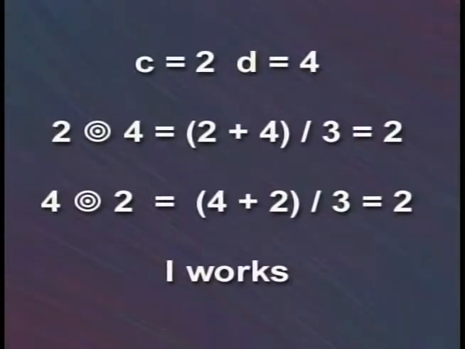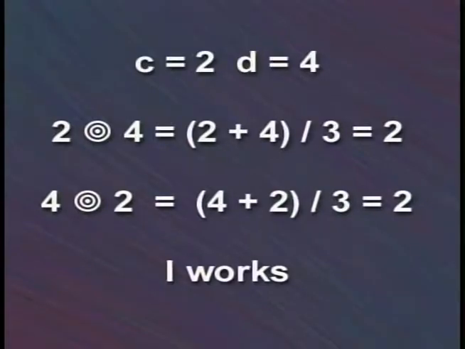To make our work easier, substitute numbers that make this expression an integer value if possible. Now, with these values, let's try each of the options. Roman numeral 1 states that C circle dot D equals D circle dot C. Does it? Well, we already know that C circle dot D equals 2 using the numbers that we picked. If we reverse C and D, we get the same value of 2. Thus, it seems that Roman numeral 1 works.